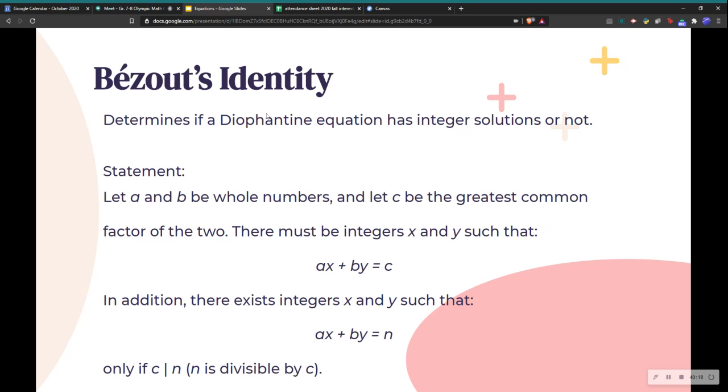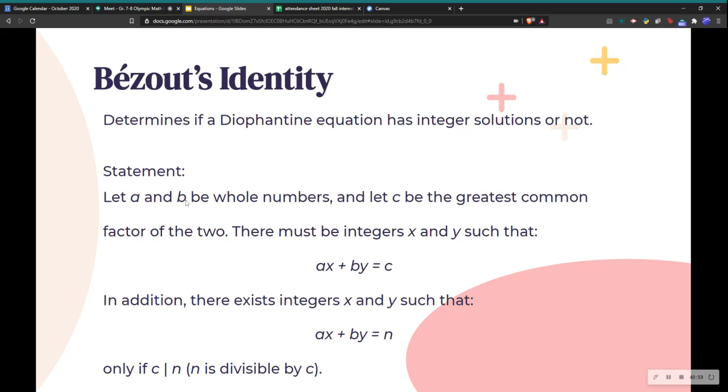Right. Now here's a famous identity. Oh, sorry, I used the word famous again. Might not be famous, but here's a math identity that's very helpful when solving Diophantine equation problems. This identity is called Bezout's identity. It helps you determine if a Diophantine equation has any integer solutions or not. A Diophantine equation can have infinitely many solutions, and it can also have zero integer solutions as well. So the identity goes like this.